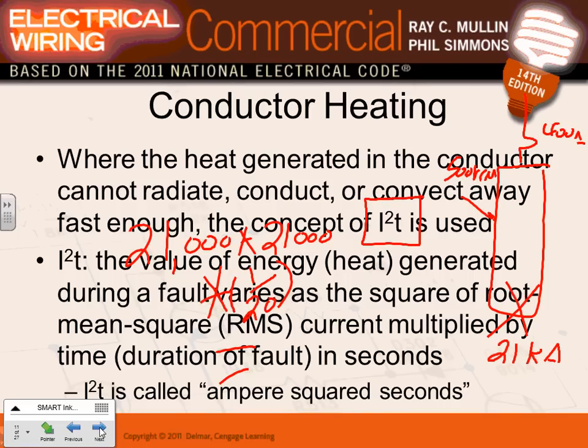Take 21,000 multiplied by 21,000 divided by 20, basically. And that's the amount of energy that this conductor has to handle. About 22 million.